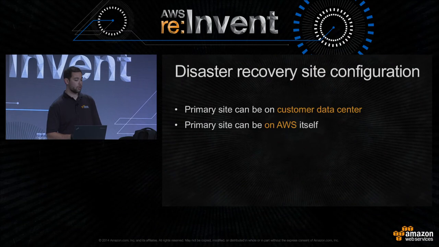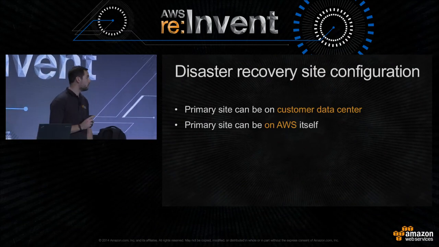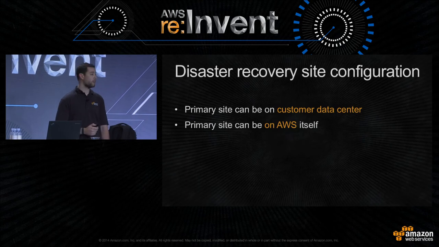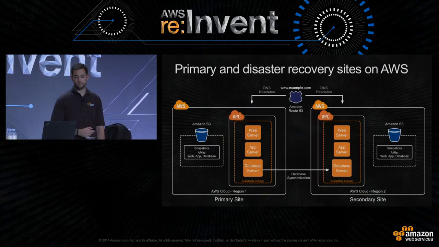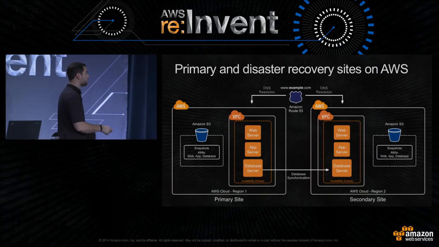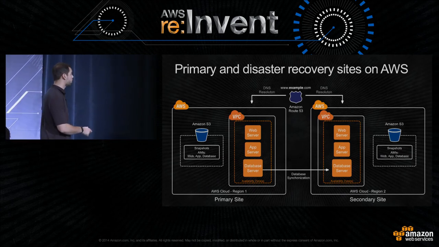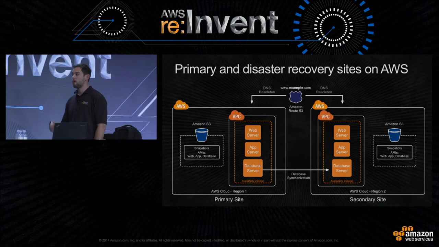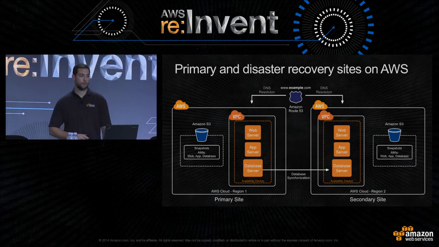Okay, also another point here, the primary site can be in a physical data center or a customer data center, but it can also be in AWS. What does that look like? So we've deployed the same thing here. We've got two regions, region one and region two. I'm not going to specify any particular regions, but we've basically deployed our primary site and our secondary site in AWS in this scenario.